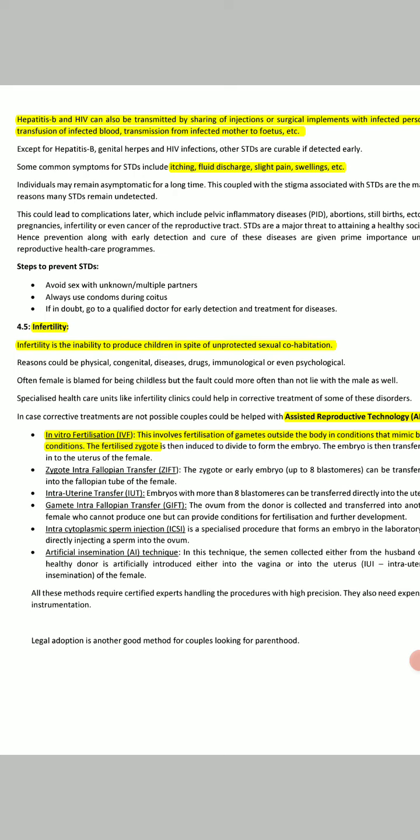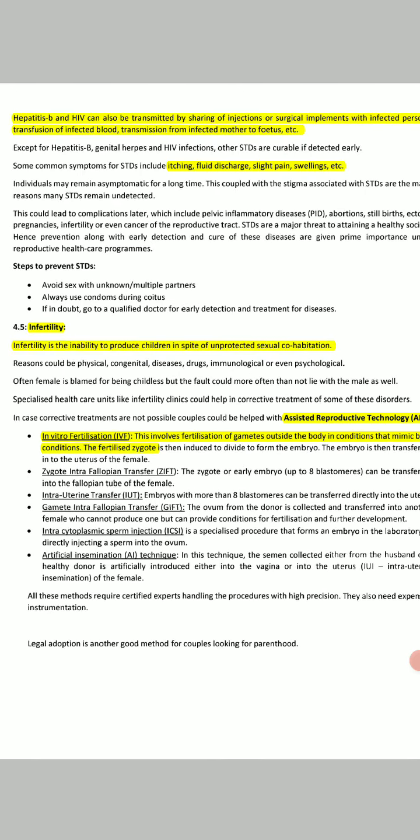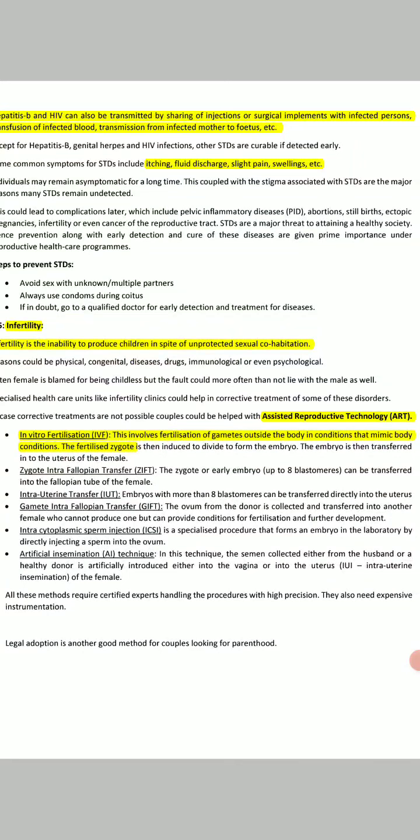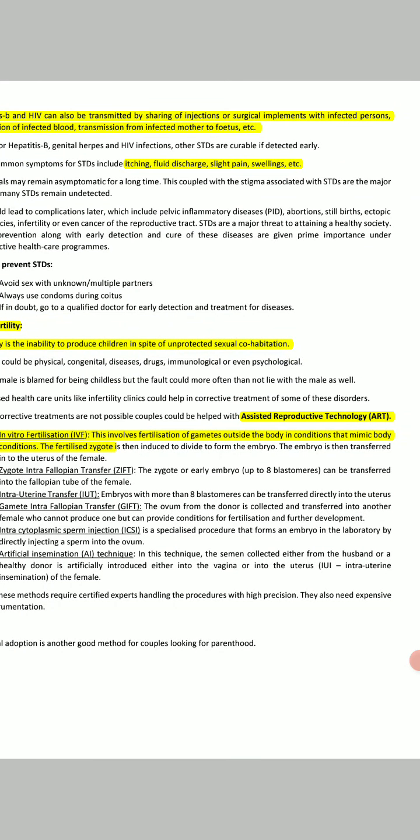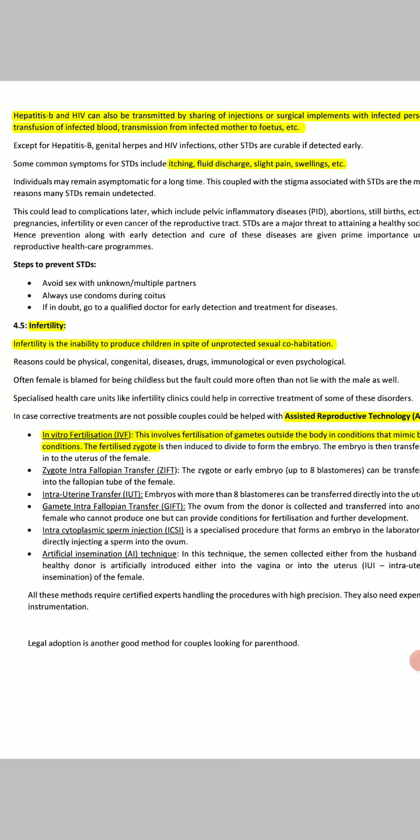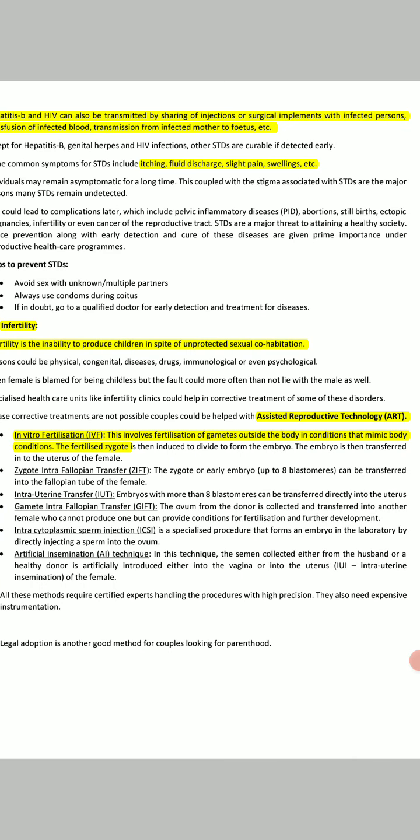Fertilization that takes place inside the body, of the male and female both, is called in vivo fertilization. But the fertilization that takes place outside the body is called in vitro fertilization. This involves fertilization of gametes outside the body in conditions that mimic body conditions. The fertilized zygote is then induced to divide to form the embryo. So the sperm and ovum conjugate together outside of the male and female body, artificially. This fertilization procedure is called in vitro fertilization.